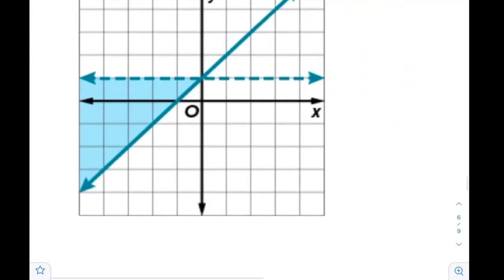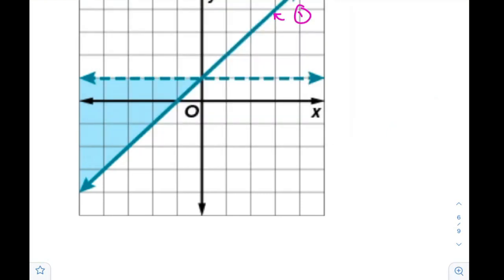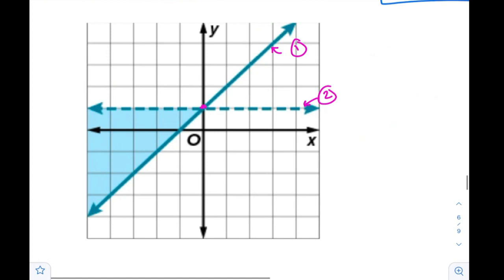Let's see this combination. We have 2 lines. This is line number 1. This is line number 2. No, the order is not important. Line number 1 has y-intercept 1. So we have b is 1.